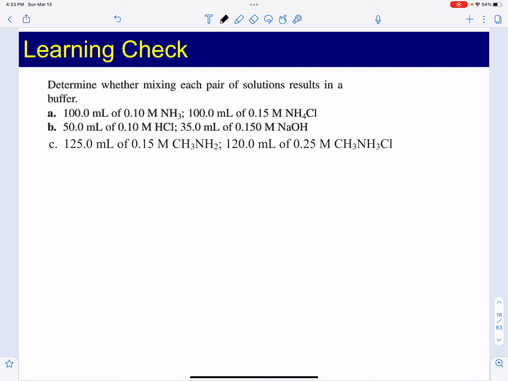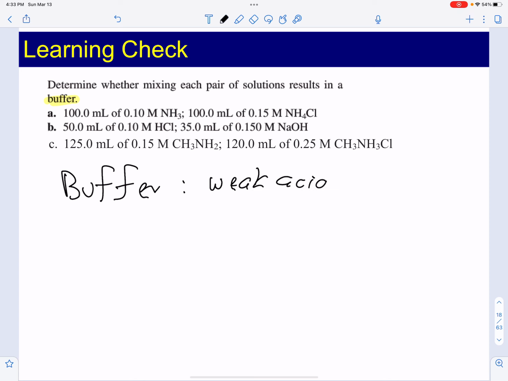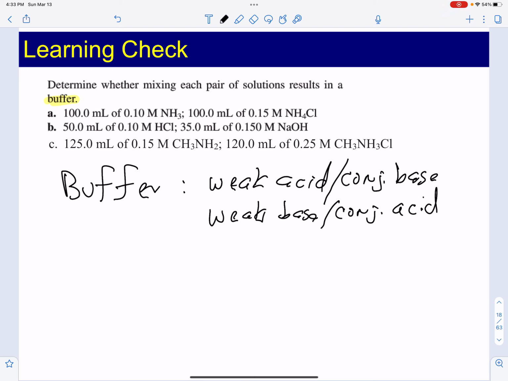So let's look at this problem. Determine whether mixing each pair of solutions results in a buffer. So by mixing this, are we going to get a buffer? Quick review. What is a buffer? A weak acid with its conjugate base, or a weak base together with its conjugate acid. So what this is asking is, when I combine those two substances in A, B, or C, do they give me a weak acid and its conjugate base, or a weak base and its conjugate acid?